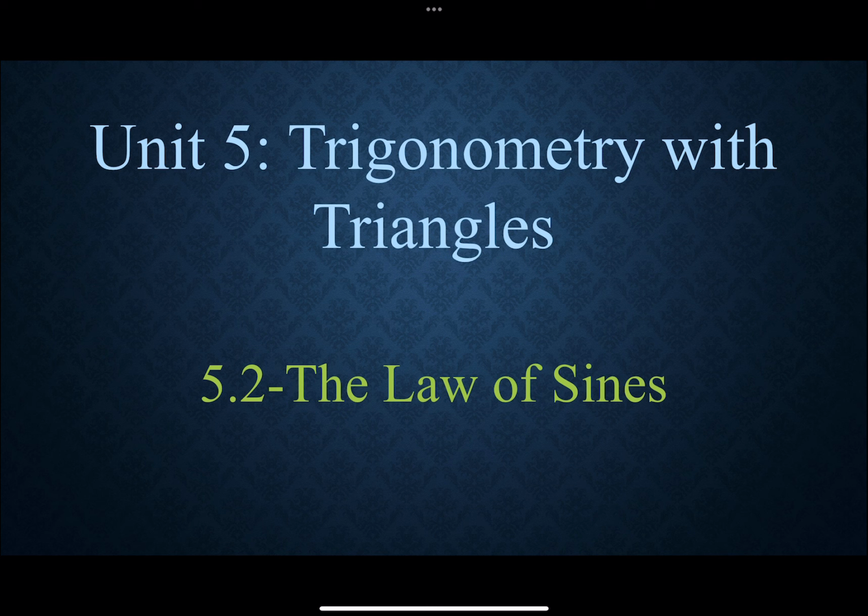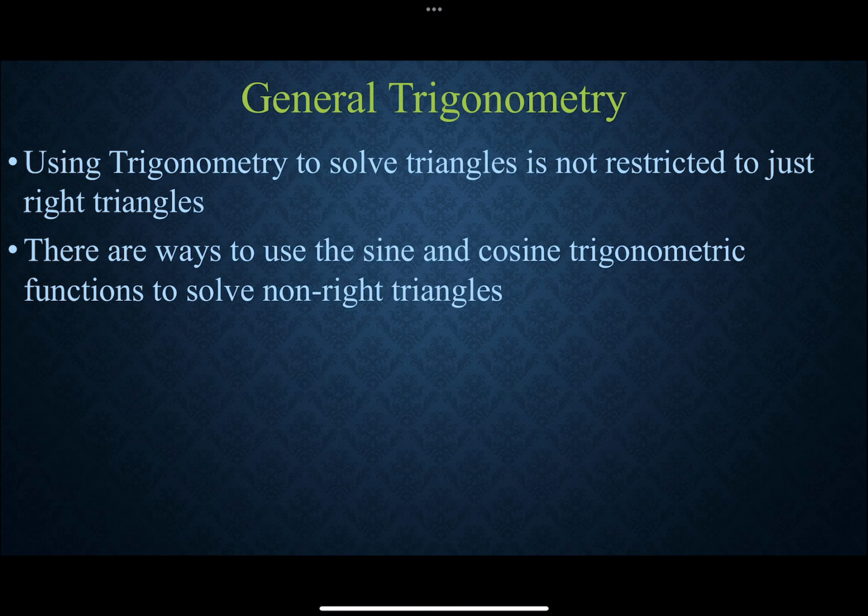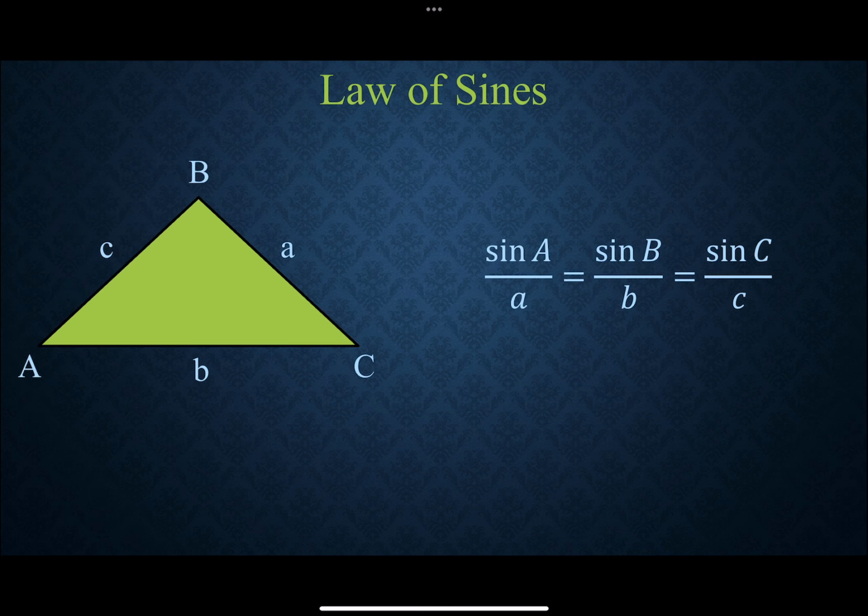All right, welcome back. So first up with our generic triangle solving problems with trigonometry is the law of sines. As we've just been mentioning at the end of the right triangle video, we can't always use right triangle trig to solve it because it's restricted to only right triangles. If it's an obtuse triangle, an acute triangle, equilateral, whatever, we need to have other methods to solve for different stuff. So the law of sines is one of those methods.